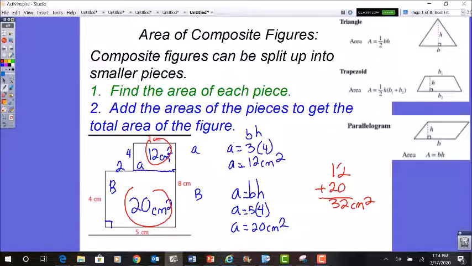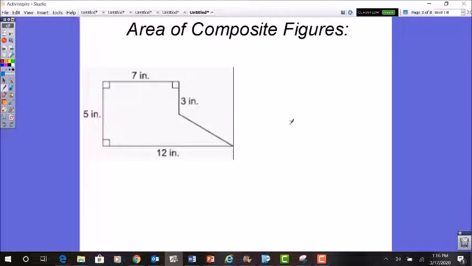Alright. So now let's go to a second one here. Okay, so here we have a second figure. So you can see we have a rectangle and a triangle. So what I'm going to do is I'm going to kind of cut the triangle off here. Alright. So we need to figure out what the base and the height of this triangle is to be able to figure out the area of this.